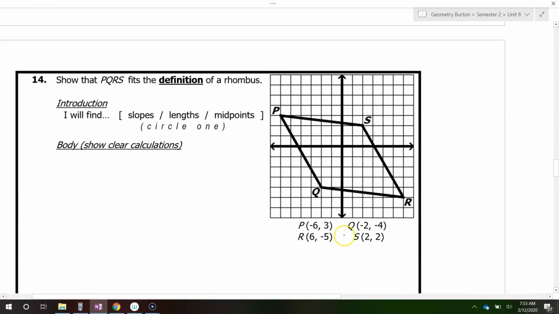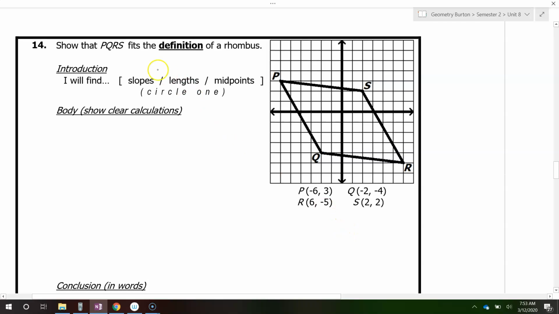All right, in the next video, we're going to go a step further and I will show you how to prove different properties of special quadrilaterals.